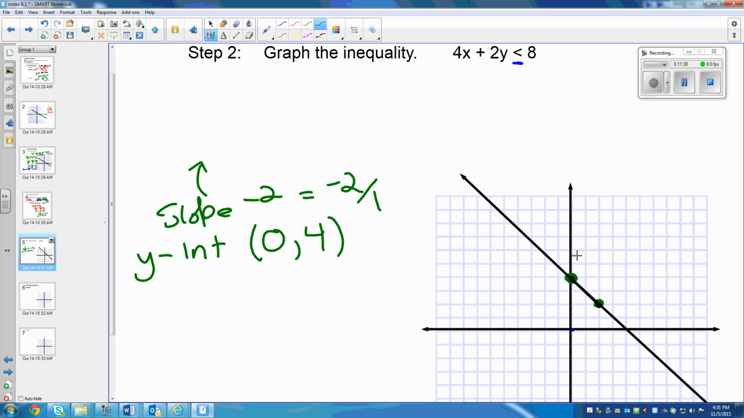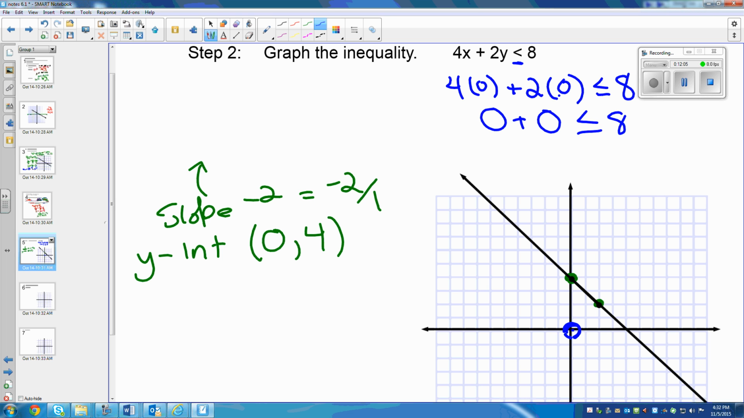We just pick a point on one side of the line. So I like to pick 0, 0 if 0, 0 is not on the line. Why? Because 4 times 0 is 0, and it makes math really easy. So this is 0, 0, so 0 in for x, and 0 in for y, less than or equal to 8. 4 times 0 is 0, 2 times 0 is 0, 0 plus 0 less than or equal to 8.